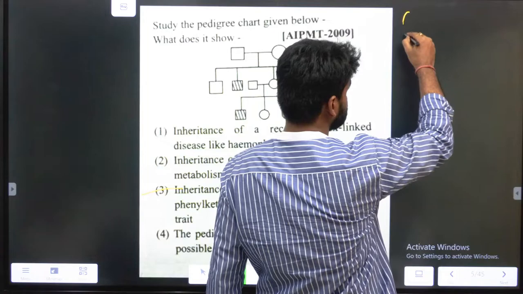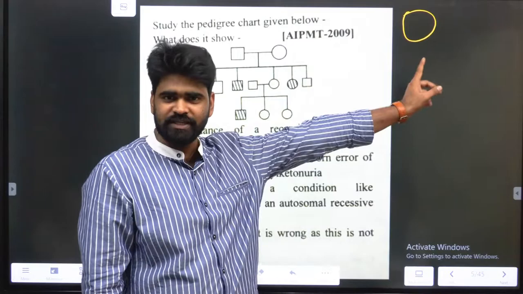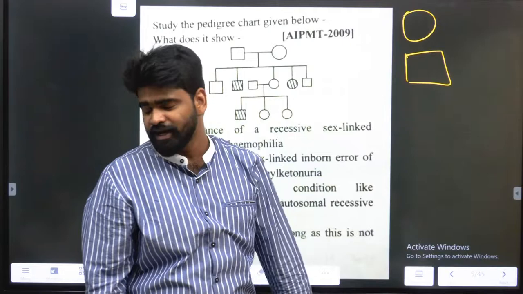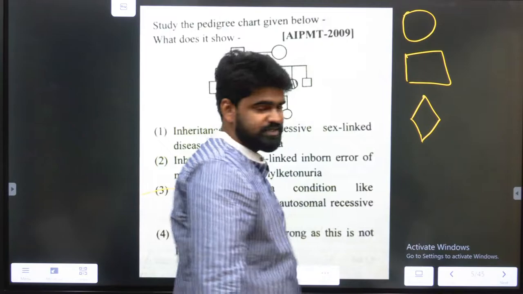Now, earlier, in order to prepare a chart of family history, they represented male with a box, a square, and female with a circle. Okay? Good. And the transgender, or when the sex is not specified, is shown differently.